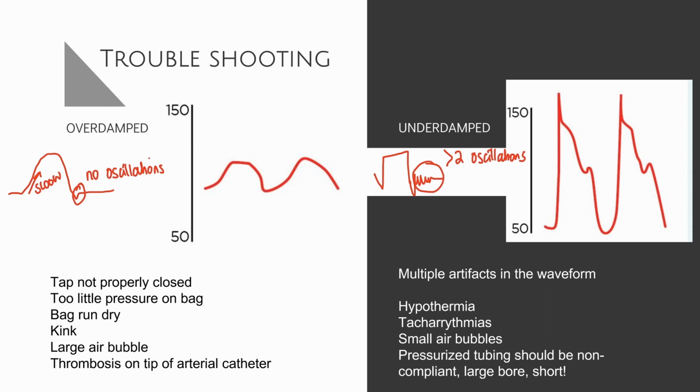So to get that back to normal, we will have to check if the patient's hypothermic. Tachyarrhythmias can do this. Smaller air bubbles also increase the energy of the electrical impulse. And check also that our pressurized tubing is non-compliant, large bore, and short. If we add too many extensions onto the tubing, this can also occur.